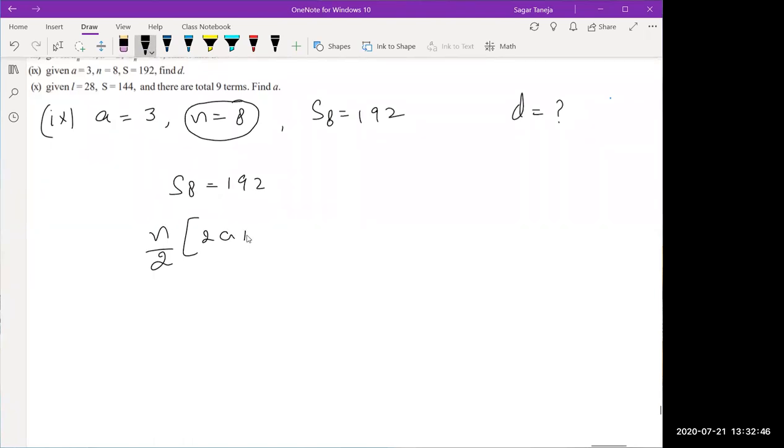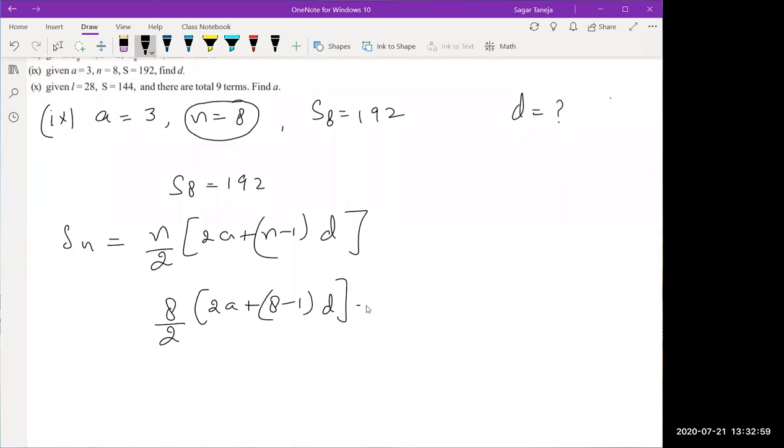n by 2, 2a plus n minus 1 d. We are using the formula of Sn here. Then S8 can be written as 8 by 2, 2a plus 8 minus 1 d is equal to 192, where this is being cancelled. And the value of a is given, so we can put it here, and d we don't know. So directly we can take out the value of d.